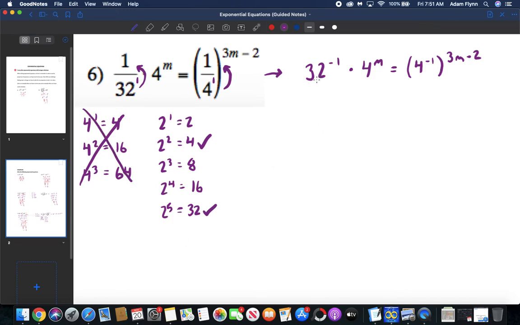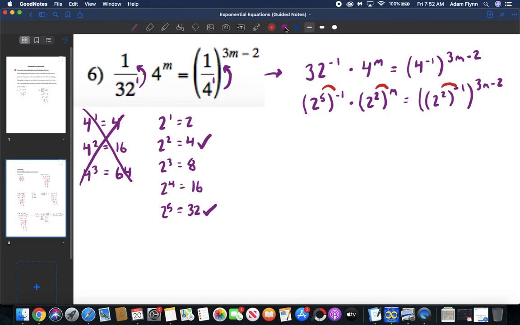So 32 is going to be written as base 2 to a power of 5. This 4 can be written as 2 to a power of 2, and same thing with this 4 over here: 2 to the second power, all to a power of negative 1, and then this whole thing is to a power of 3m minus 2. So if we do a bunch of power rules here, we can combine those, those, and those.